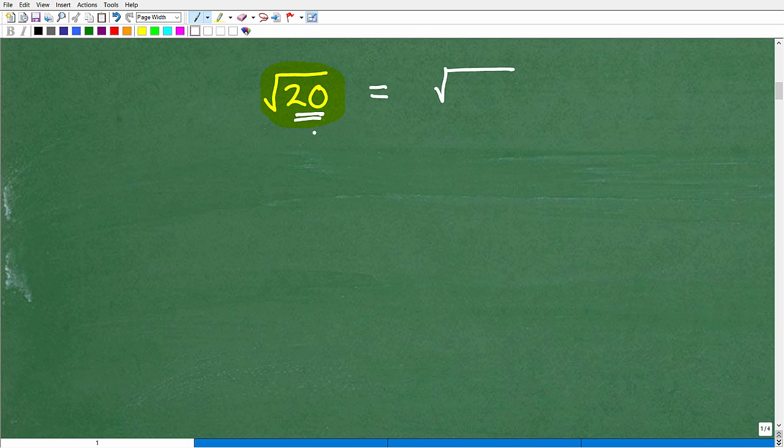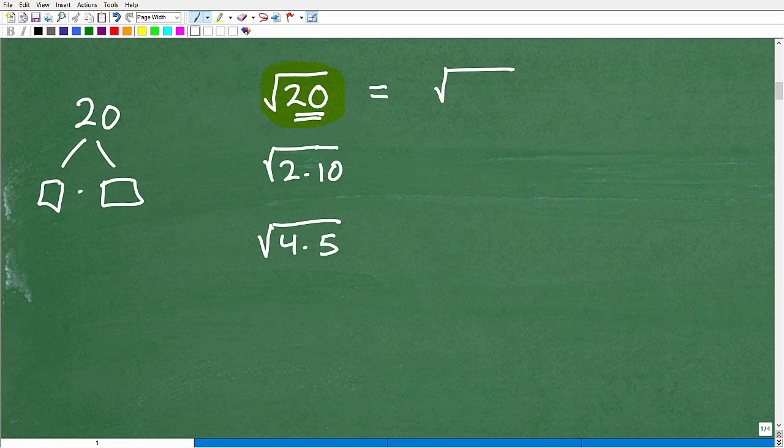So let's talk about the factors of 20. We can write 20 as 2 times 10. We can also write it as 4 times 5. These are ways that we could write 20 in terms of its factors. Remember, factors are two or more things that we multiply, and the product of these factors would be this number. In mathematics, you've got to know these terms: factors, factoring, product. All these terms mean something.